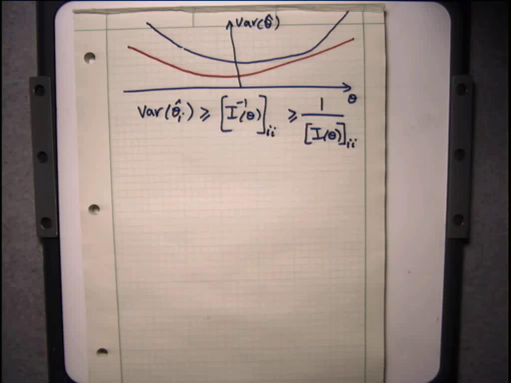And this Fisher information gives you an indication of the level of sensitivity of the probability density function to changes in the parameter. Okay?